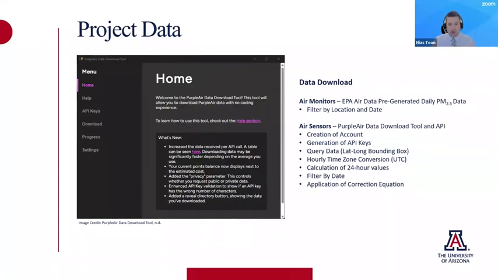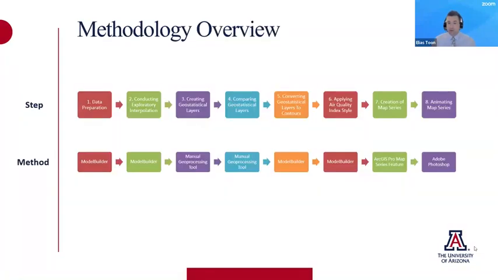That involved the creation of an account, generation of API keys, building a lat-long bounding box to query the sensor locations, downloading hourly data as opposed to daily data in UTC time, converting that to local time, and then generating those 24-hour values and filtering by the date, and then applying the Barkjohn et al. correction equation. So at the end of that, I had the data for the 15 days.